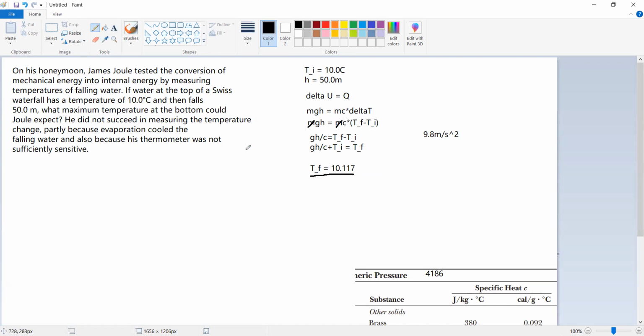Now, I wanted to also highlight something. Why does it say the maximum temperature? It says the maximum temperature because this is an idealized model. As we can see, he did not succeed in measuring the temperature change, partly because evaporation cooled the falling water. So therefore, because we assume that no evaporation occurs, it will be the maximum temperature because nothing is subtracting from the temperature. All right. Hope you found this useful, and until next time.